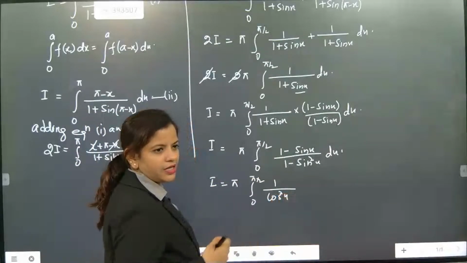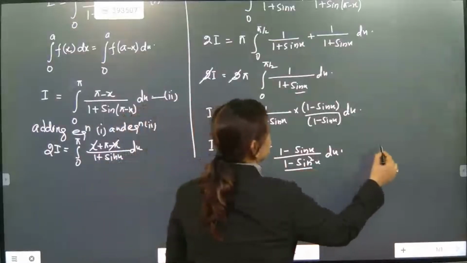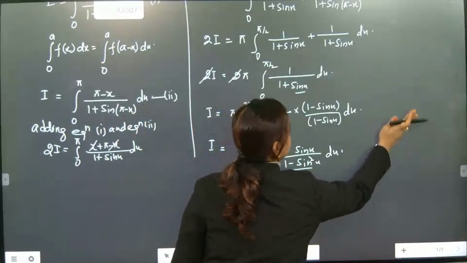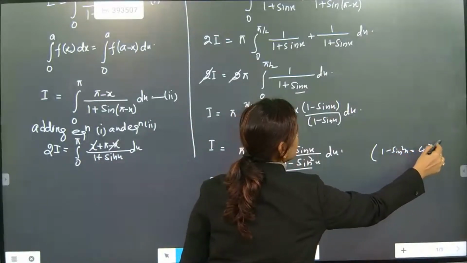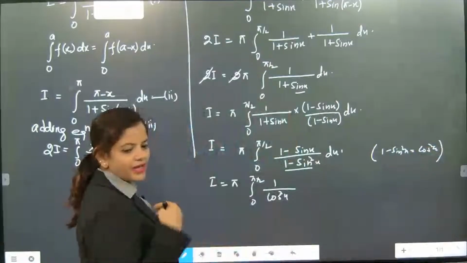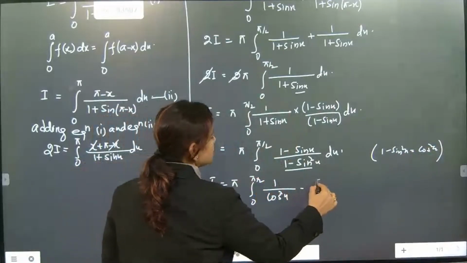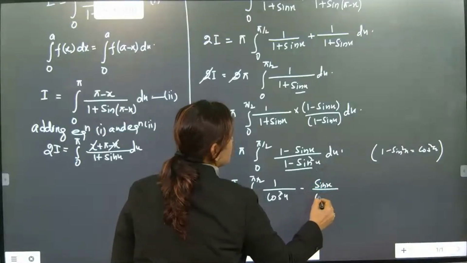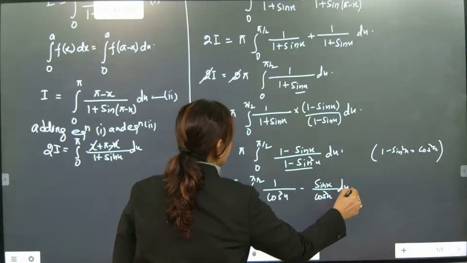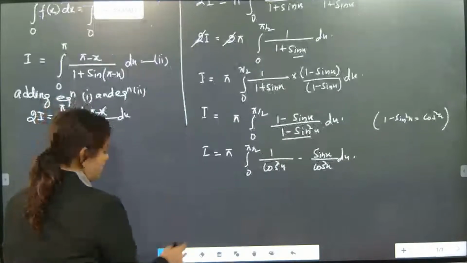One step I ate. That is, 1 minus sin square x is written as cos square x. Okay, so this step I ate, but I wrote it there. Okay, so 1 by cos square x minus sin x by cos square x dx. Come on. After this, what is the strategy and how are we going to implement everything?